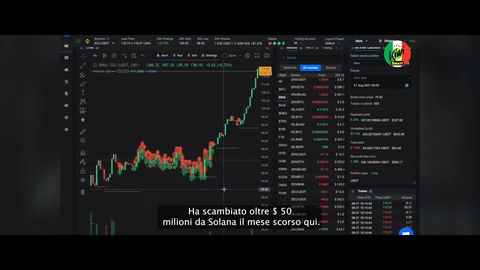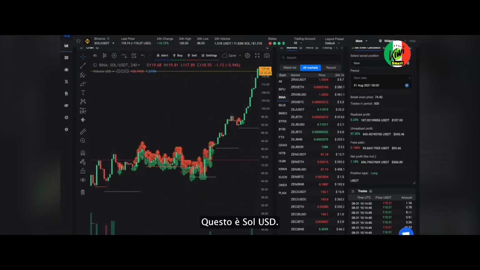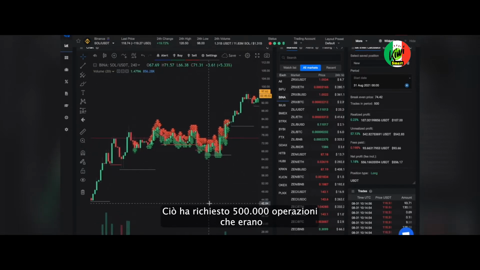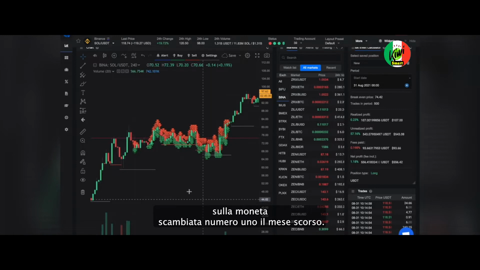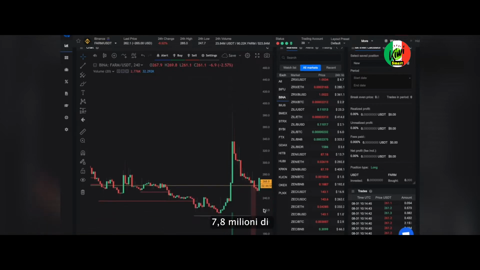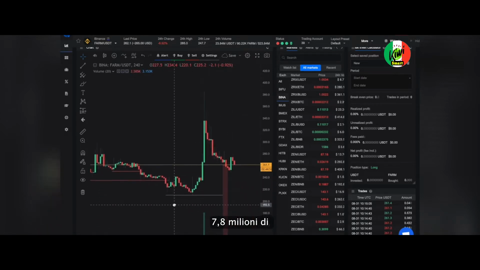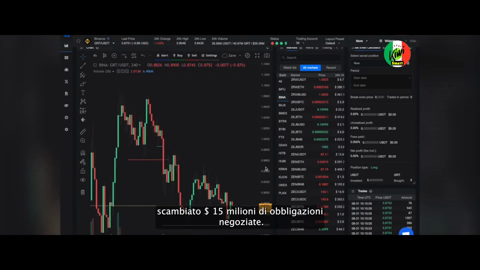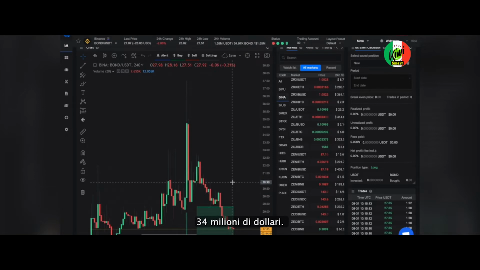It traded over $50 million out of Solana last month here. This is Sol and USDT. This took 500,000 trades. It was our #1 traded coin last month. Our next was Farm. We traded around $7.8 million out of here. GRT we traded $15 million, and Bond traded $34 million.